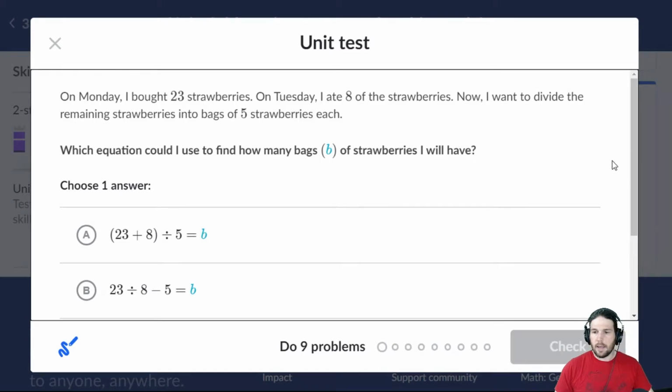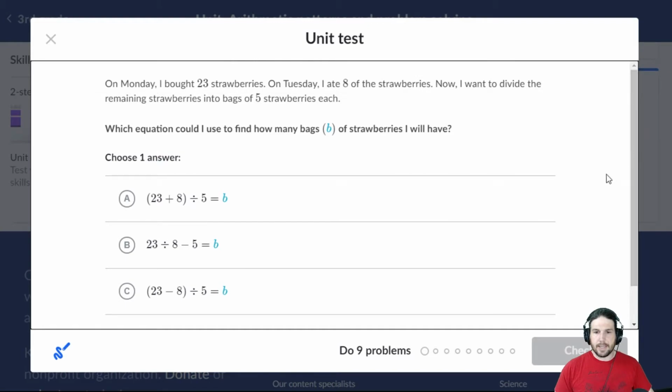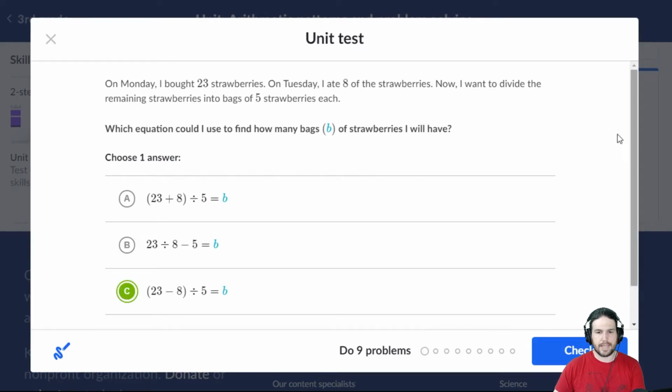On Monday, I bought 23 strawberries. On Tuesday, I ate 8 of the strawberries. Now I want to divide the remaining strawberries into bags of 5 strawberries each. Which equation could I use to find out how many bags of strawberries I will have? Bags is represented by a blue B. I got C.